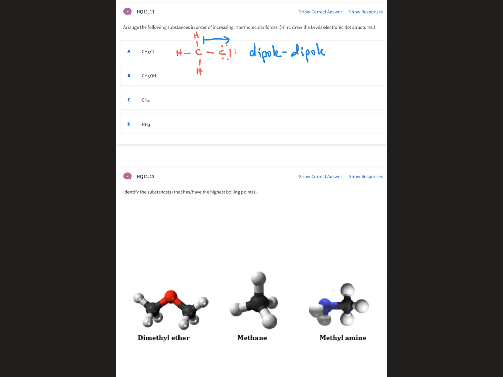Next, I have methanol. Methanol would look like this. Here again, my carbon-hydrogen bonds are nonpolar, but I do have a carbon-oxygen bond that is polar. And more importantly, I have an oxygen connected to a hydrogen. So here my strongest intermolecular force would be hydrogen bonding.